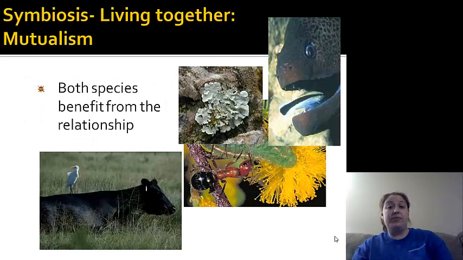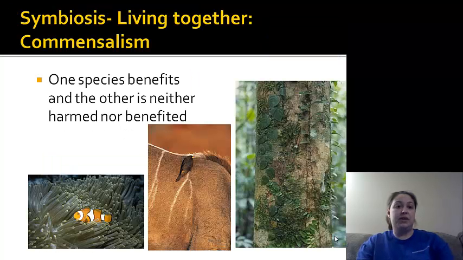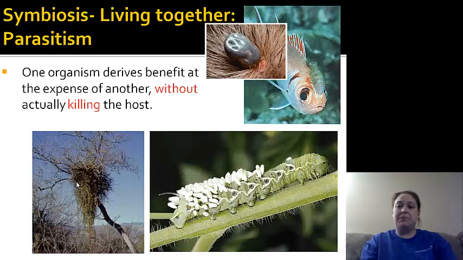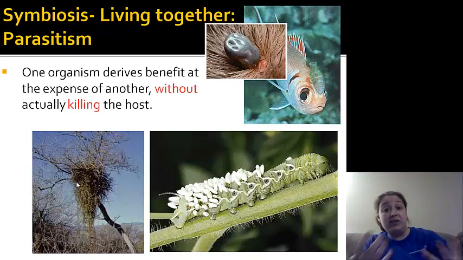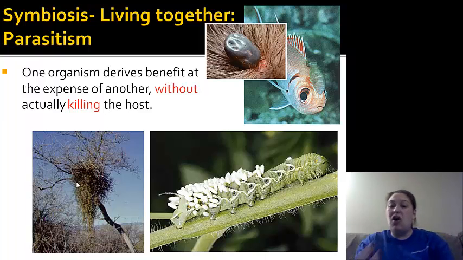Symbiosis, or living together. We've got three types. Mutualism, both benefit. Commensalism, one benefits, the other one doesn't really care, such as our sea anemone and our clownfish. Sea anemone doesn't really care that the clownfish is there, but the clownfish gets protection from all the other predators by swimming through the sea anemone. Then we have parasitism, where one organism benefits and the other one is harmed. Not killed, but is harmed.